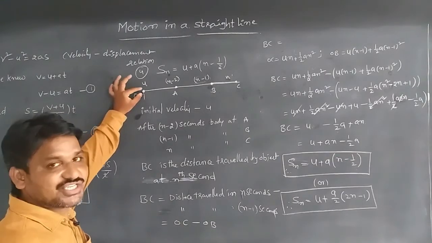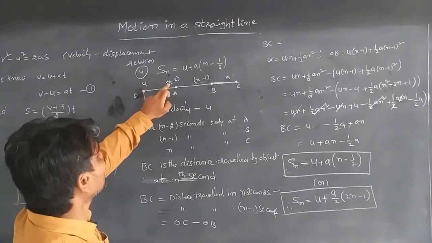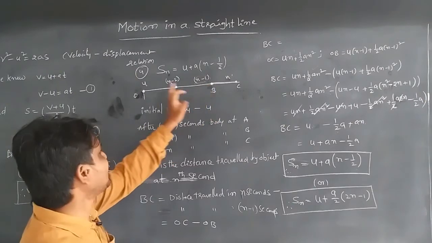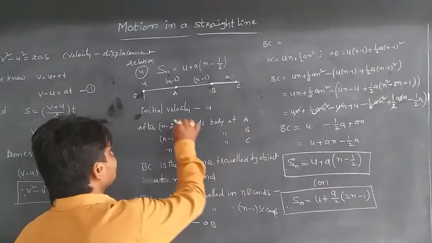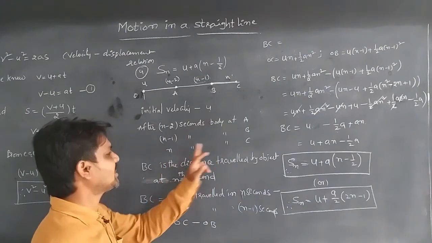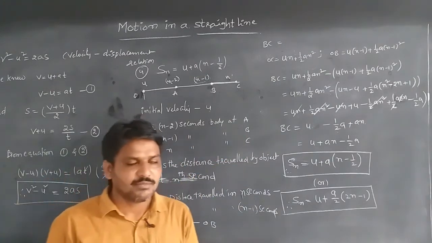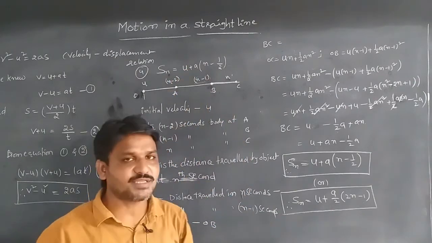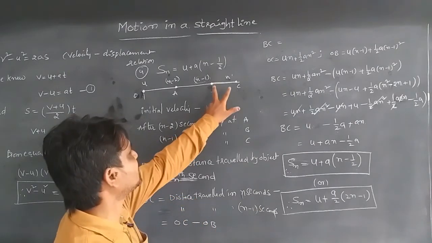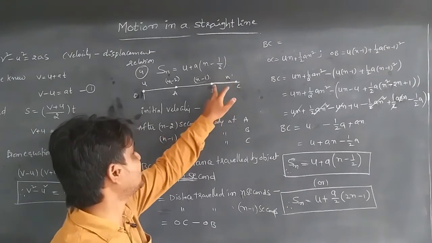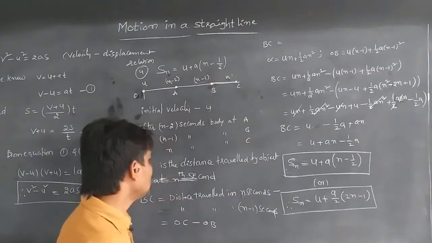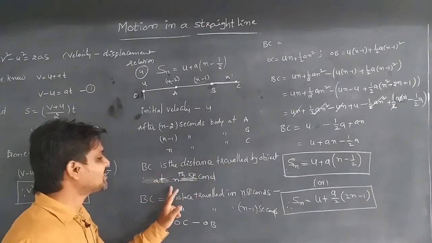When a body starts with initial velocity u, it reaches point A at n minus 2 seconds, reaches B at n minus 1 seconds, and reaches C at n seconds. We want to verify, to prove that formula. Sn means the distance the body travelled at the nth second, which is BC. After n minus 1 will be the nth, so BC is the distance travelled by an object at nth second.